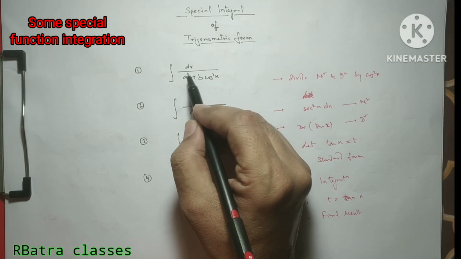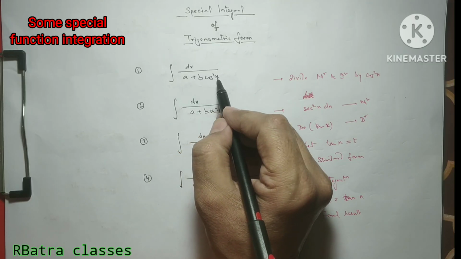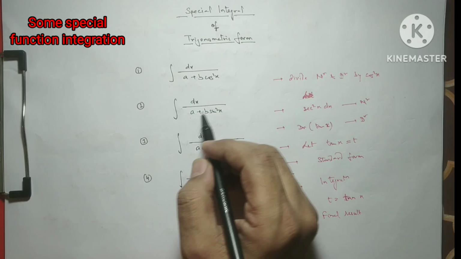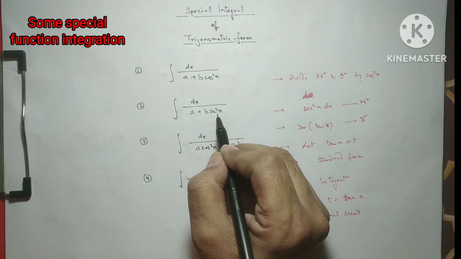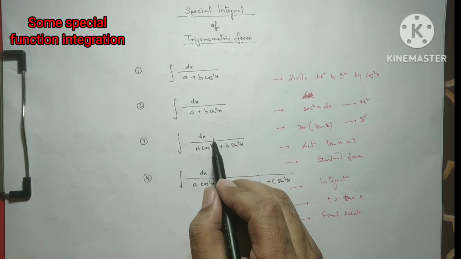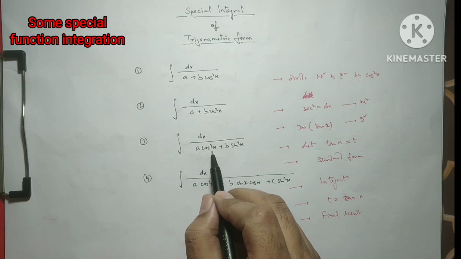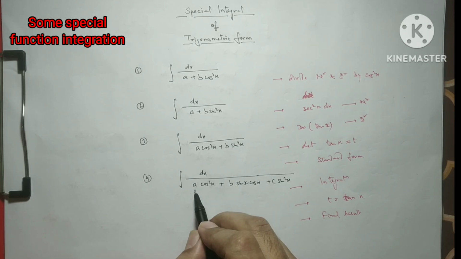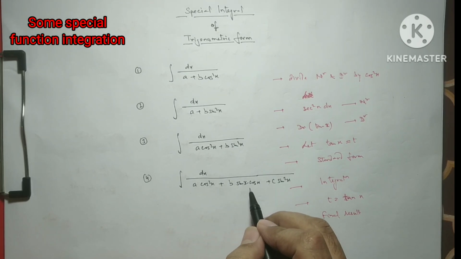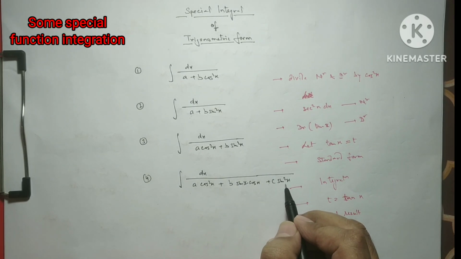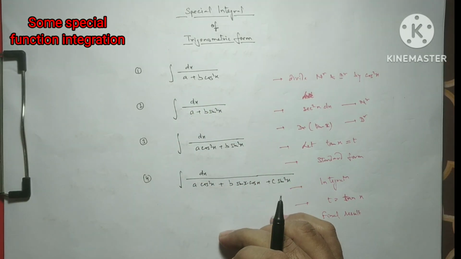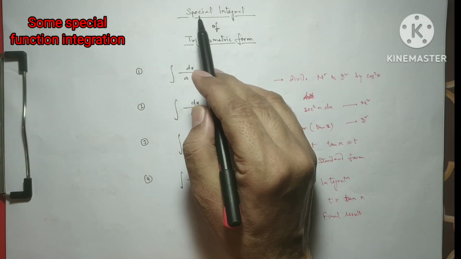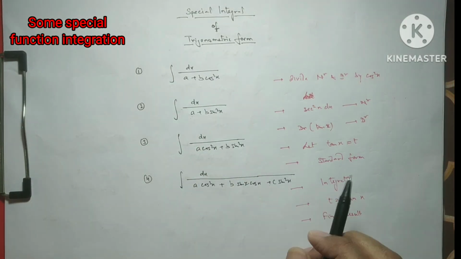Number one is 1 over a plus b cos square x dx. Other is the integration of 1 over a plus b sin square x. Third one is 1 over a cos square x plus b sin square x. And fourth one is 1 over a cos square x plus b sin x cos x plus c sin square x. So these are four formats in trigonometric form in which we discuss the special integral.